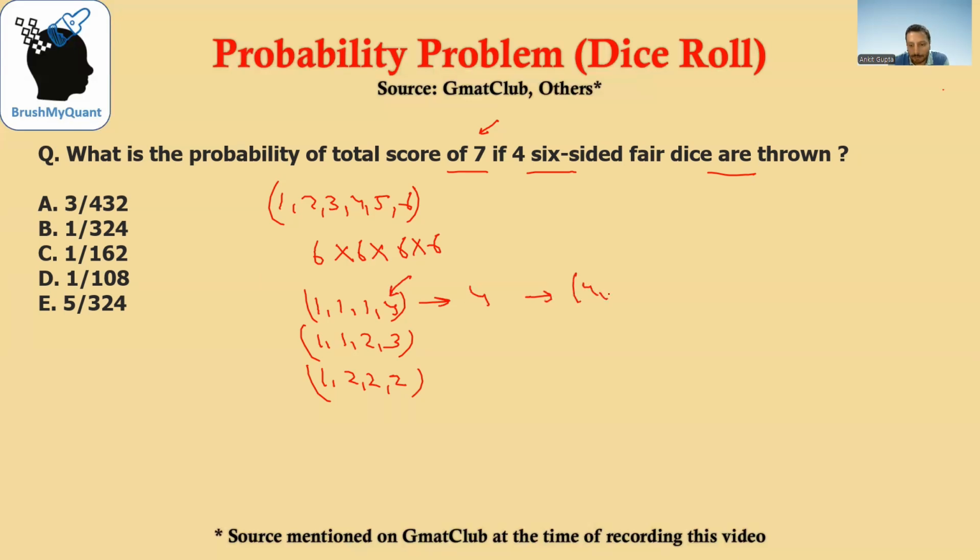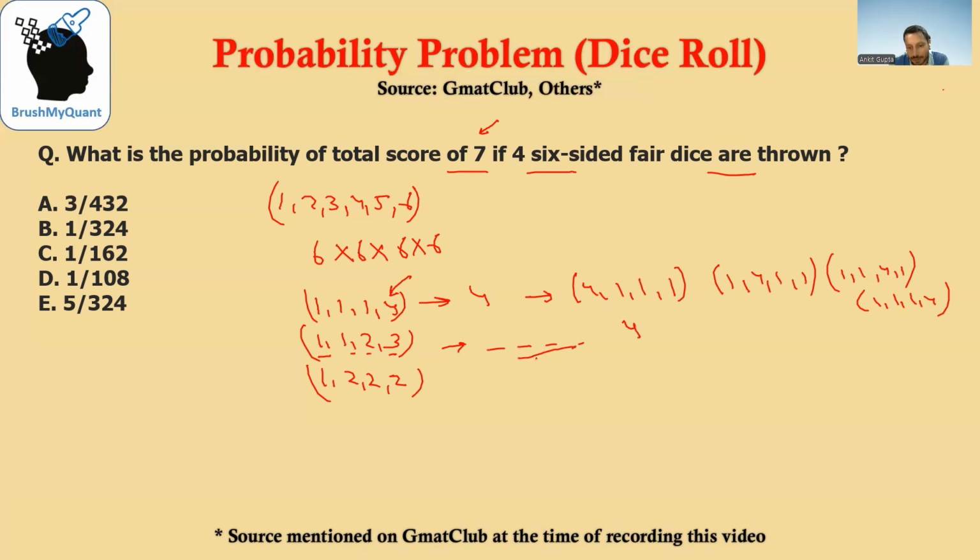And those can be 4111, or 4 comes in the second place, or 4 comes in the third place, or 4 comes in the last place, right? So these are the four possible cases. Similarly, in the second one, we have 1, 1, 2, and 3. Now there are four places, right? So the number 3 can take any one of those four places. So 3 can occupy any one of those four places in four ways.